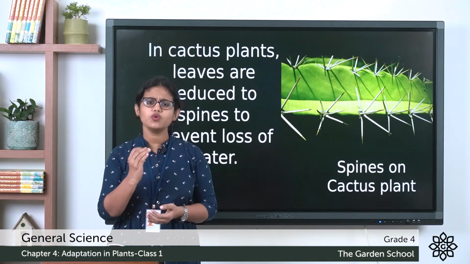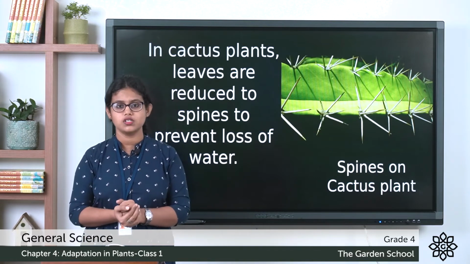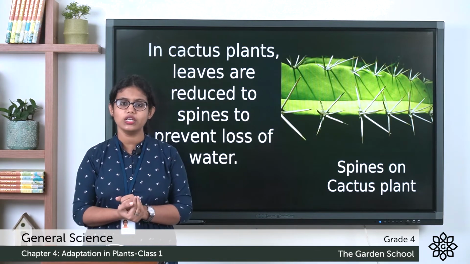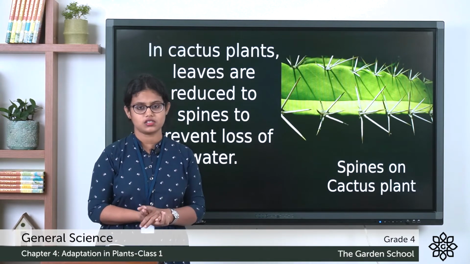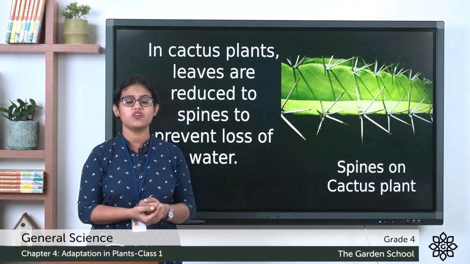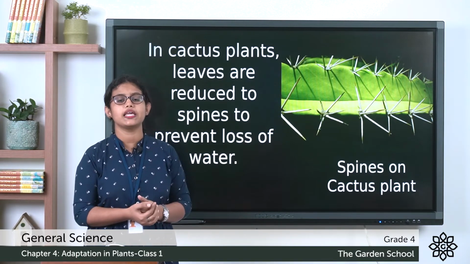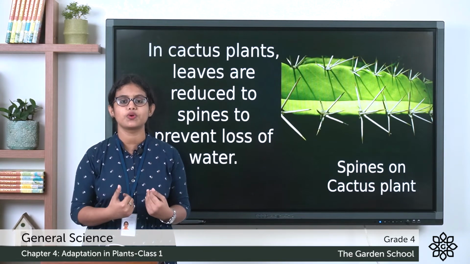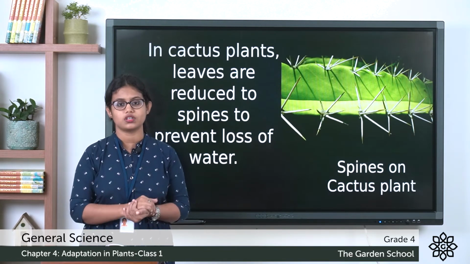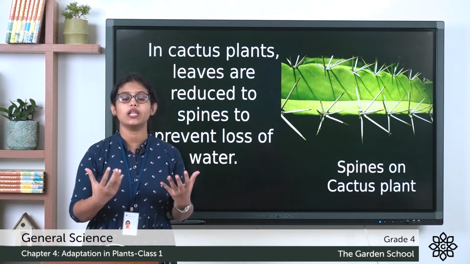Have you ever thought why these cactus plants have no leaves? Do you know why these cactus plants have no leaves? Where do these cactus plants live? They live in desert. And in order to survive in the hot and dry land, they have spines in place of leaves. So why do they have spines? In order to prevent loss of water. Every plant loses its water through leaves.